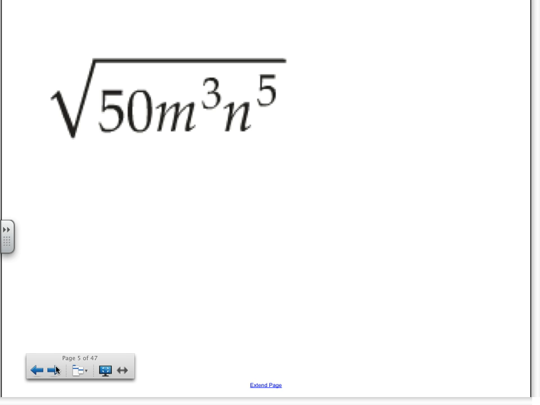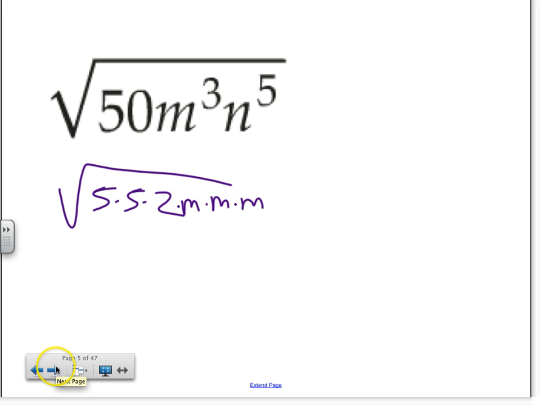Let's try this. If you break down 50, what do you have? 10 times 5. Bring it all the way down, please. 2 times 5 times 5. 5 times 5 times 2. Always check again, make sure that if I multiply these three numbers, I'm going to get back 50. Indeed, I do. What about the n cubed? How do I break that down? n times n times n. Okay, perfect. What about the n to the fifth? n times n times n times n times n. Okay, so 5 n's like that.